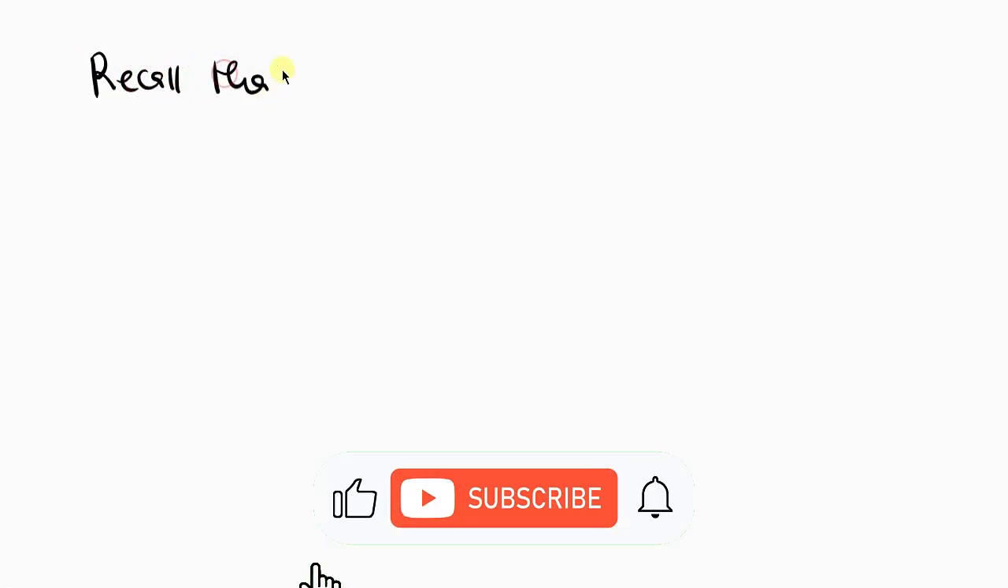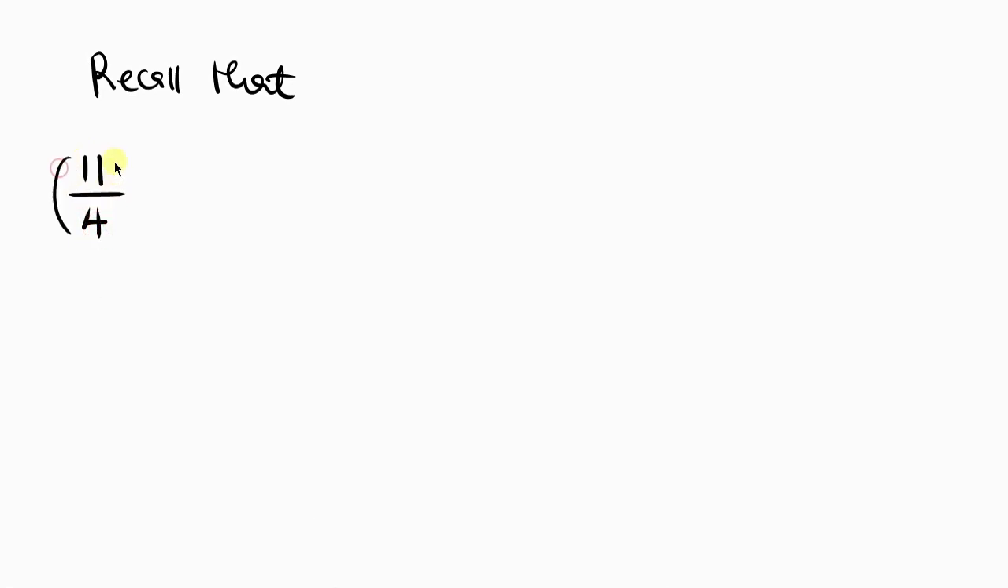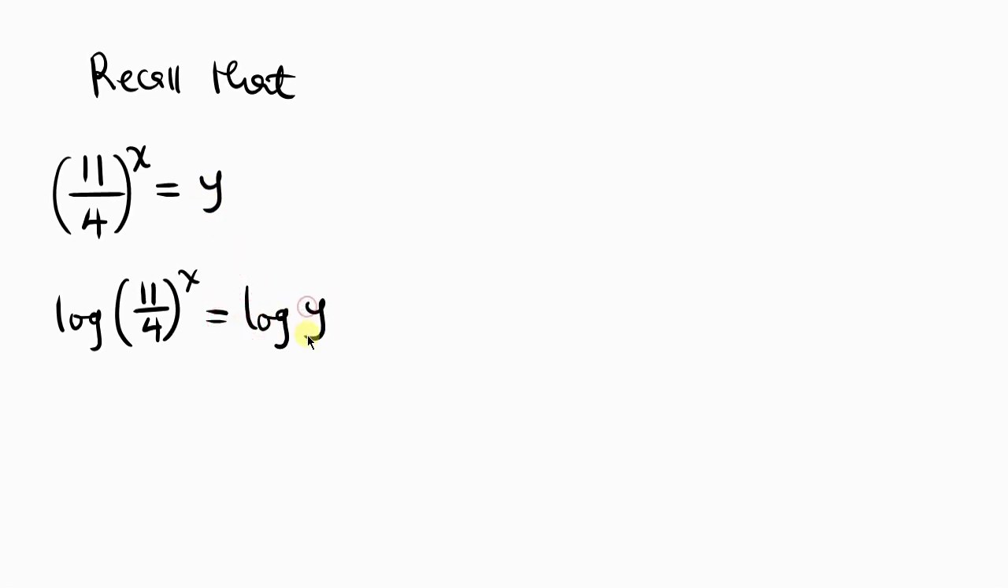So recall that we introduced the substitution that let 11 over 4, all raised to the x, be equal to y. So since we're looking for x, what I'm going to do here is try to make x the subject. And since x is an exponent, I can take the log of both sides in order to bring down the x. So take the log of the left hand side, which is 11 over 4 all raised to the x. This is equal to the log of the right hand side, which is y.